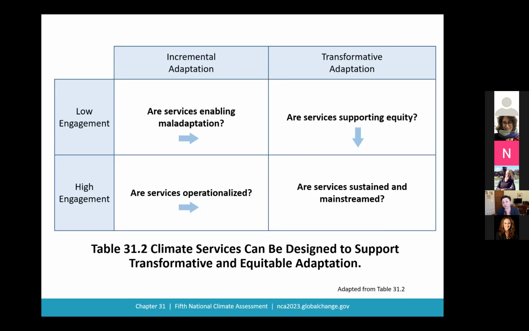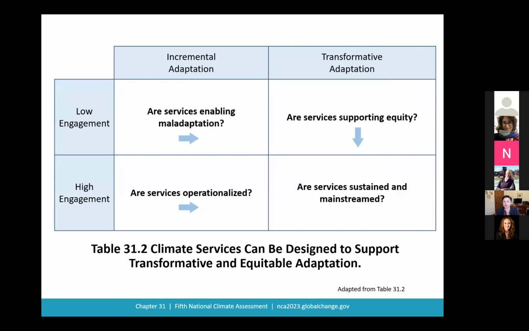And then finally, looking at that lower right-hand corner, a question to ask is, ultimately, if we really want to look for ways for capacity to be built, including scientific information, are there ways that these services can be sustained and mainstreamed? And in those cases, we need to consider whether or not there's institutional arrangements that maintain trust, credibility, and saliency, and embed these services into decision-making processes.